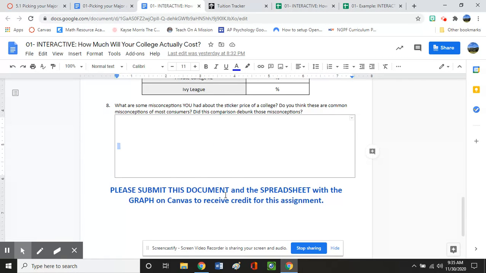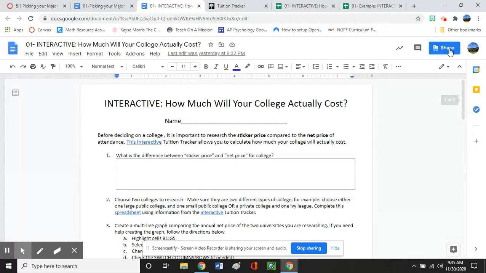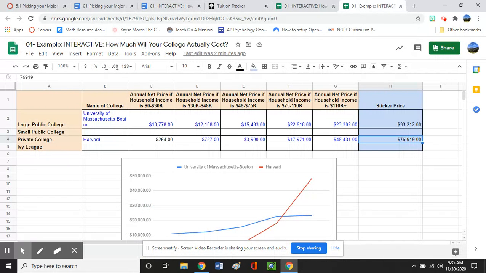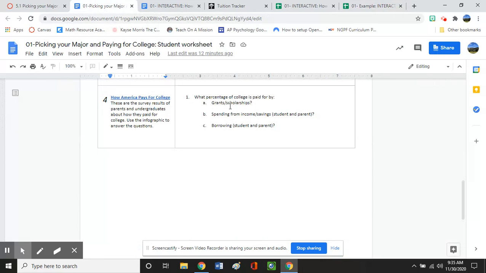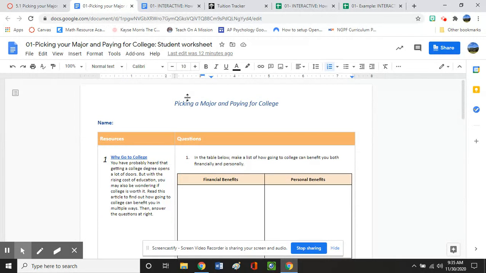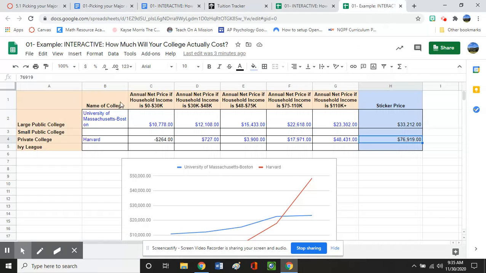Make sure you're submitting this document and the spreadsheet, so this completed document. Again, you're going to share this with the Lake Tahoe Unified School District the same way. You can either copy the links, either way, it's up to you. You're also going to share this form, making sure that you're going back and answering this last question, number 4. There's another link for you there, and you'll be sharing this form with me too. So I need this one form, picking a major and paying for college, the second form, interactive, how much will your college actually cost you, and your spreadsheet.